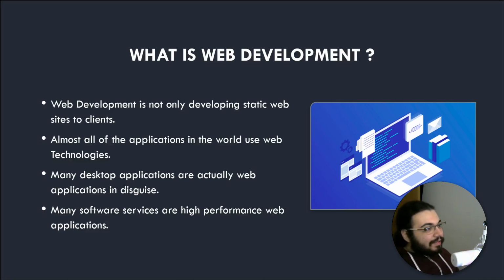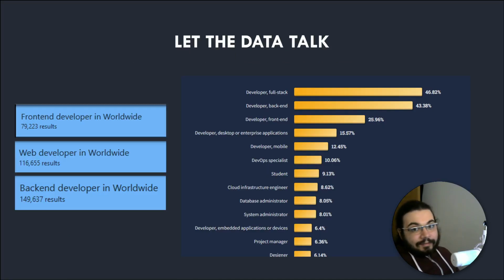Okay, so we learned about web development. Now let's make the data talk about web development. As you can see, we have a graph and some data. Data on the left is from LinkedIn. I just searched available jobs worldwide. I mainly searched for front-end developers, back-end developers, and general web developers. And as you can see, there are a ton of jobs available for web development.